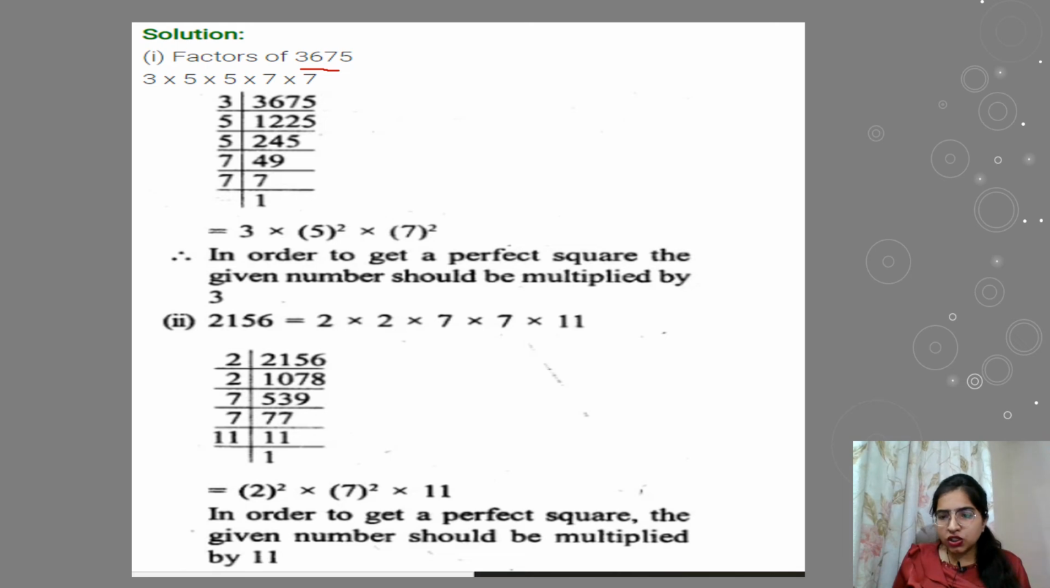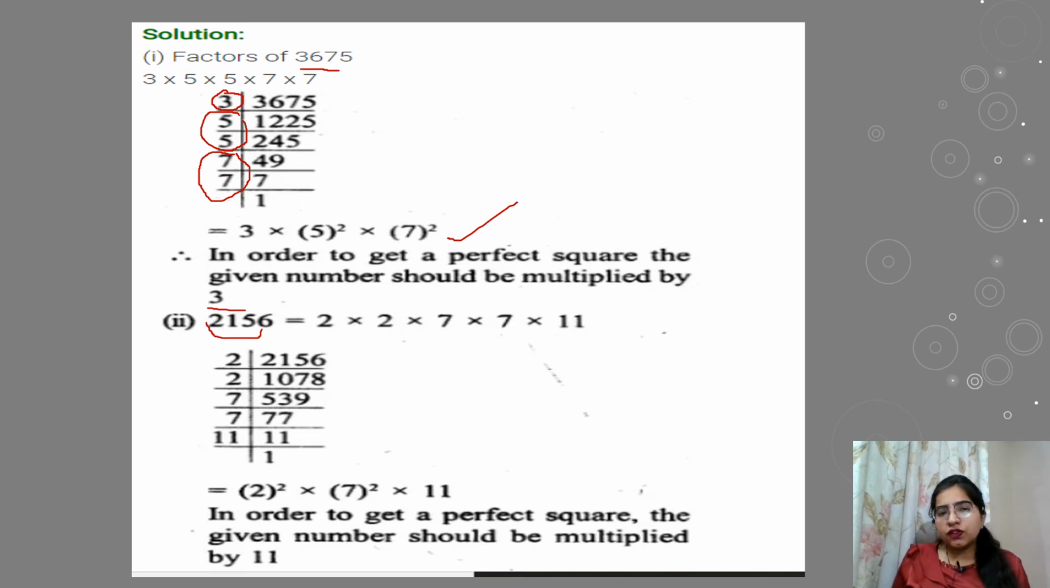Okay, 3675 is the number, right? First of all, same procedure you have to follow. You have to take prime factorization. 3 into 5 into 5 into 7 into 7 will be the factors. Now see, 5 into 5 is having pair, that is 7 into 7 and 5 into 5, right? But 3 is left alone, right? But we want 3 into 3. So you will multiply the given number by 3 to make it a perfect square, because we are not able to make pair of 3, for pairing we need 2 3's, right? But here only 1 3 is there.